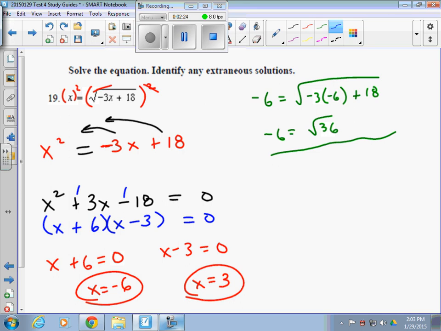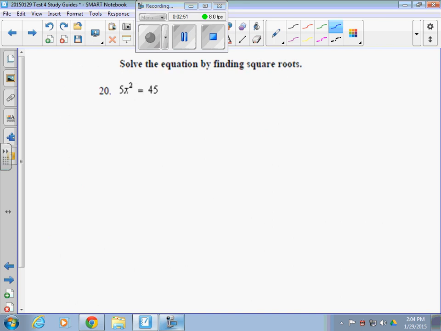The other one, when we plug it in, positive 3 equals the square root of negative 3 times 3 plus 18. Negative 3 times 3 is going to be negative 9, and when you put that together with 18, you're going to get the square root of 9. So 3 equals the square root of 9. That's a true statement as well. So both of those are legitimate answers, negative 6 and 3.